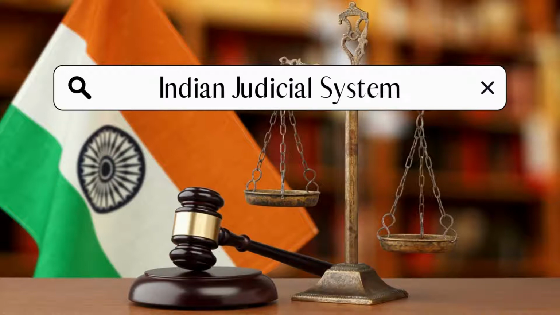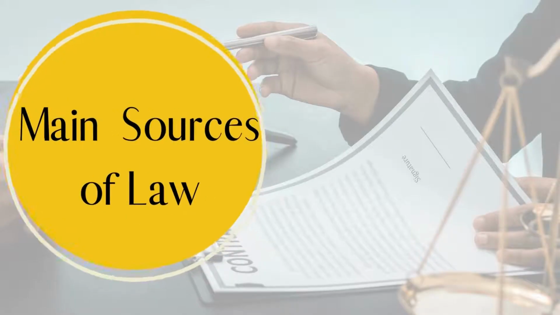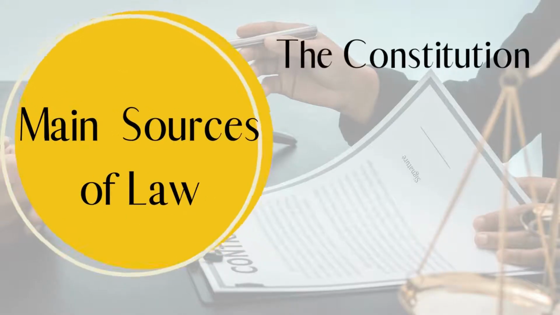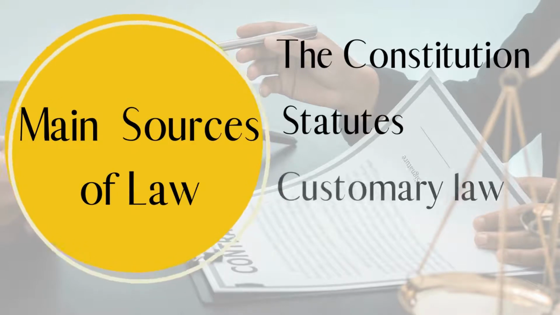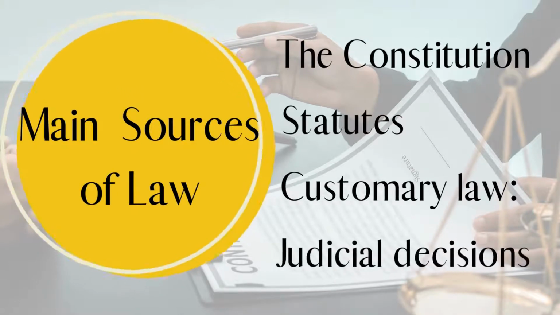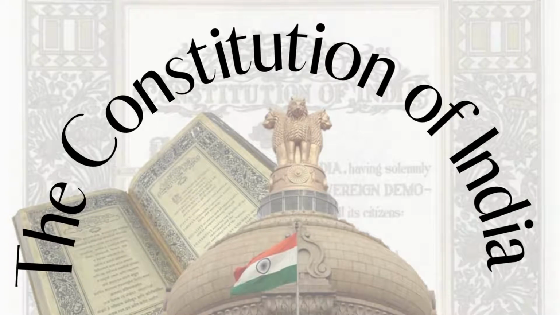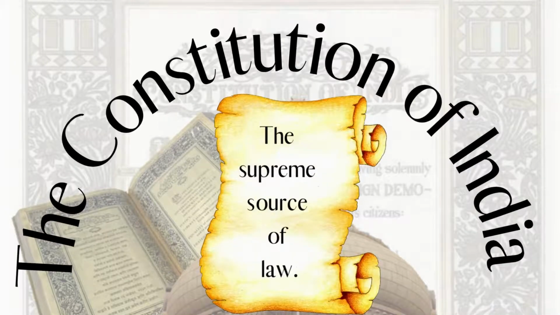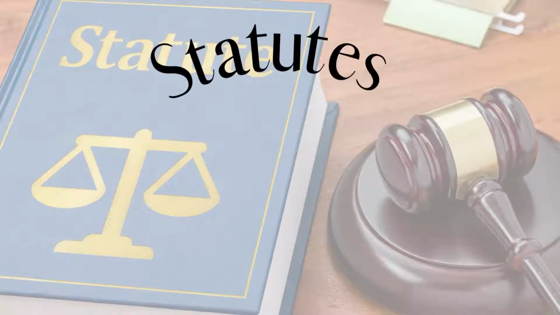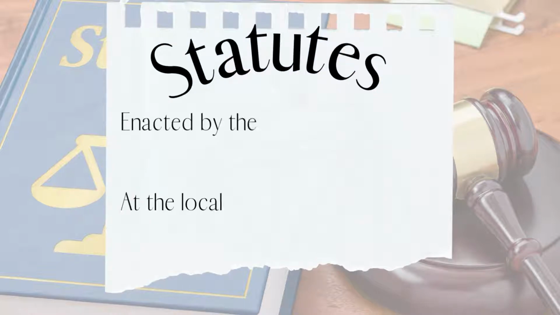The Indian judicial system has the following as its main sources of law: the Constitution, statutes, customary law, and judicial decisions. The Constitution of India is the supreme source of law.